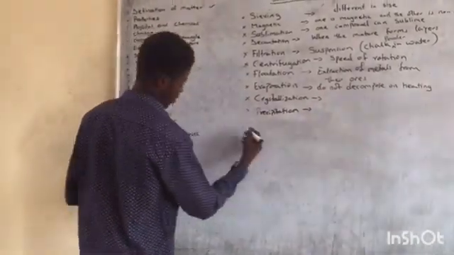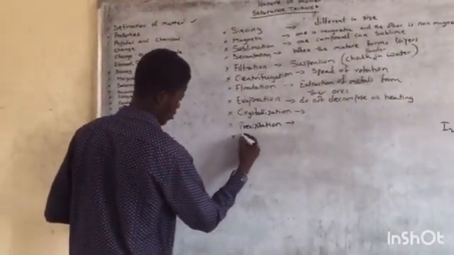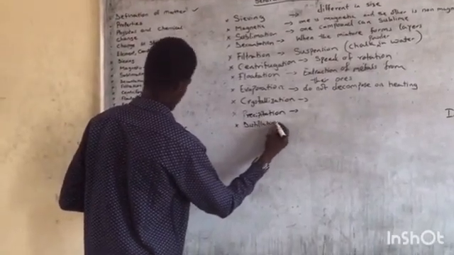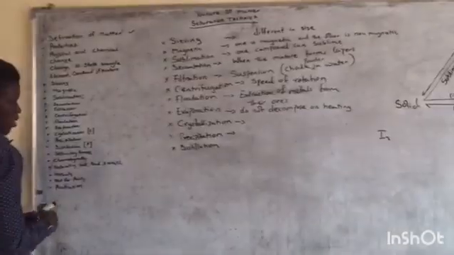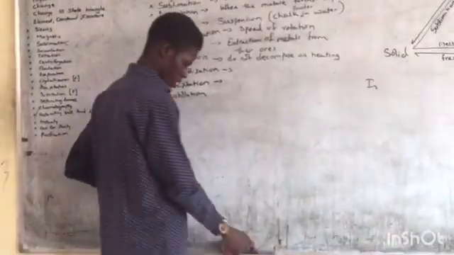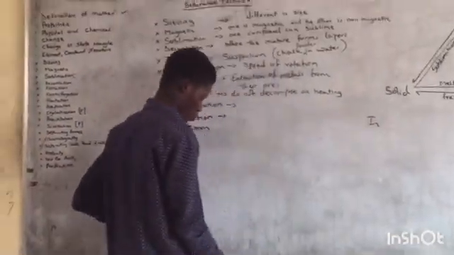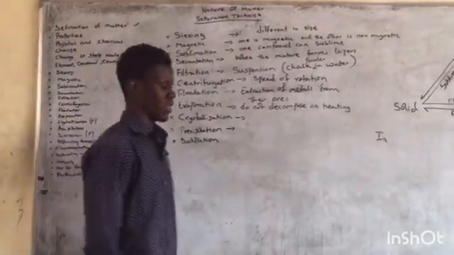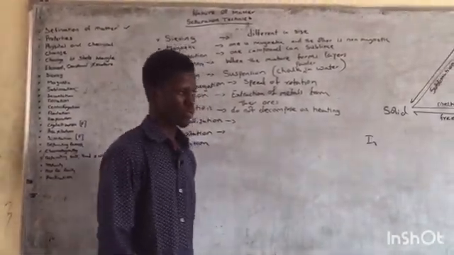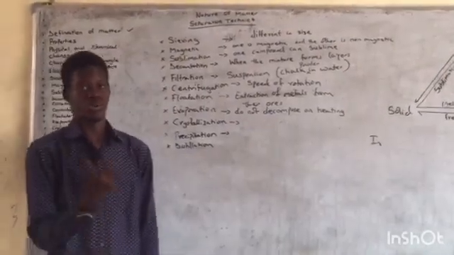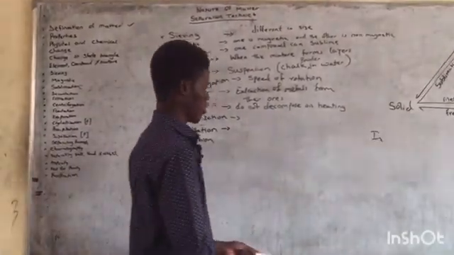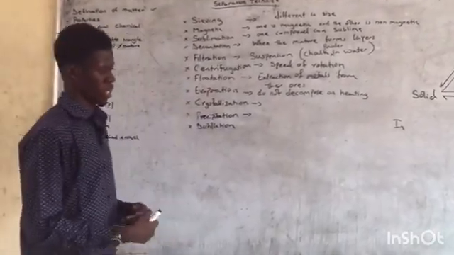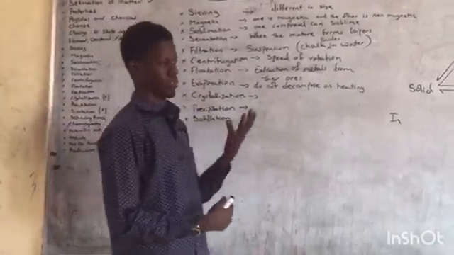The next one is distillation. I got to be fast. Distillation. Okay, now, how about if we want to remove a solvent from another solvent? Let's say we want to remove kerosene from petrol. Kerosene and petrol dissolve in each other, right? What we use is that we actually target their boiling points.